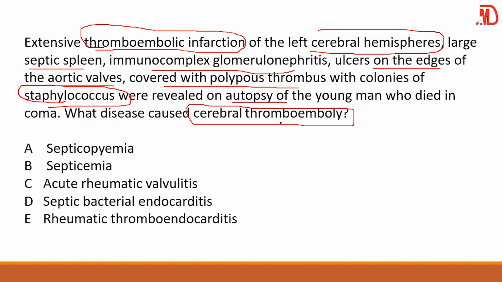When it enters the right heart, it carries all these staphylococcus, because they are telling us that the thrombus were having colonies of staphylococcus. They carried staphylococcus along with themselves. So not just the thrombus was there, but also bacteria. And all of them will move into the heart and affect the heart lining. That is called endocarditis, or inflammation of the inner lining of the heart. So basically, the cause of this cerebral thromboembolism is infective endocarditis, also known as septic bacterial endocarditis. So this we are referring to D.